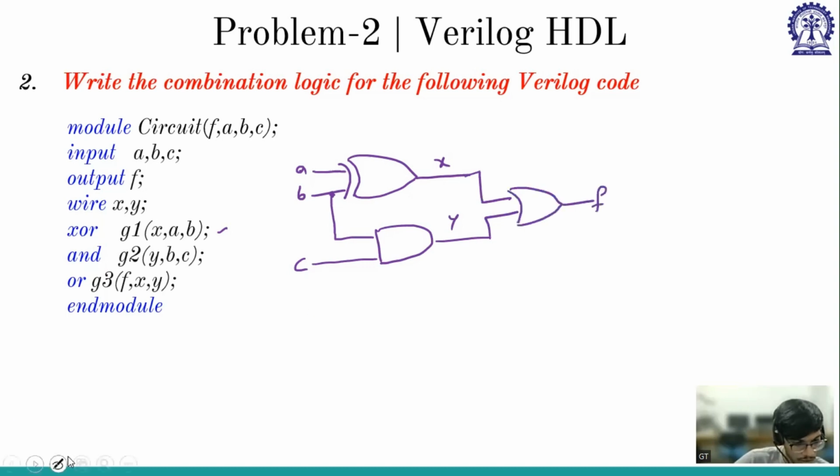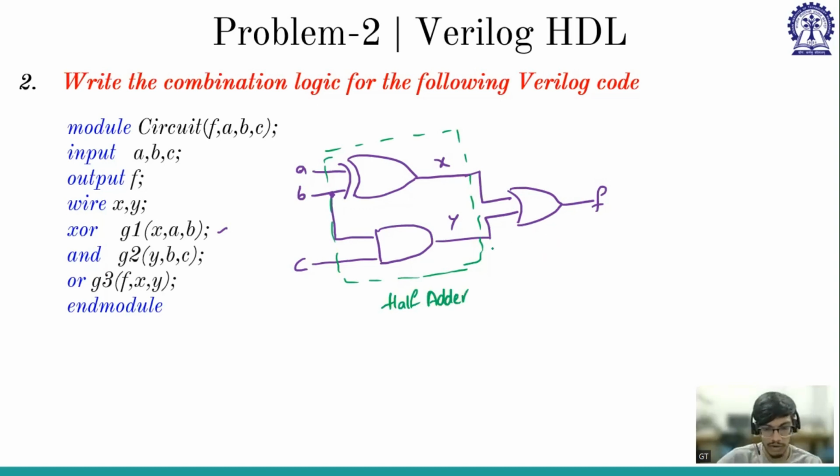So you are partially correct. This part is half adder. So this is the half adder circuit. But I have added an additional OR block just to make it different from the half adder. So from the Verilog code, I understood what my implementation of this is. I hope this question is clear.